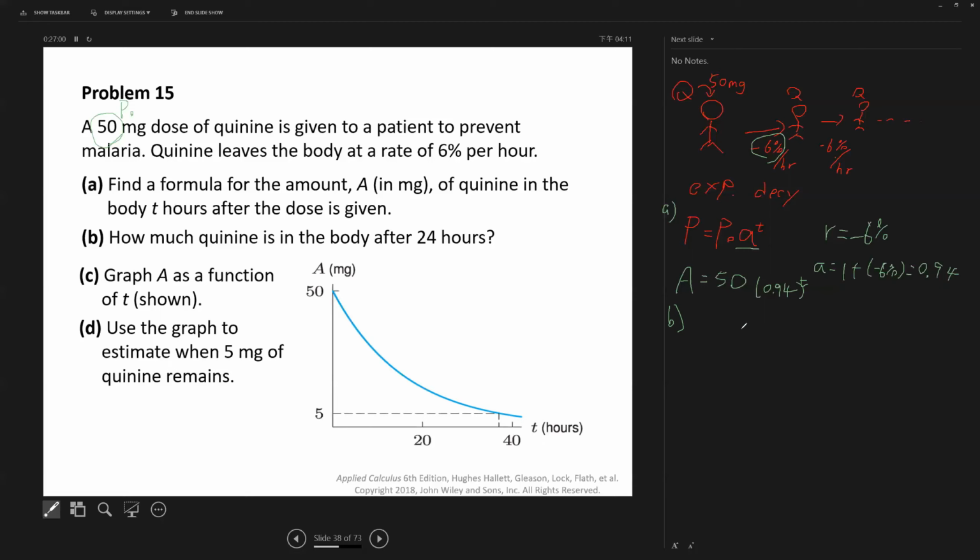All right, so how much quinine is in the body after 24 hours? You just let t be equal to 24. So A is equal to 50 times 0.94 to the power of 24.